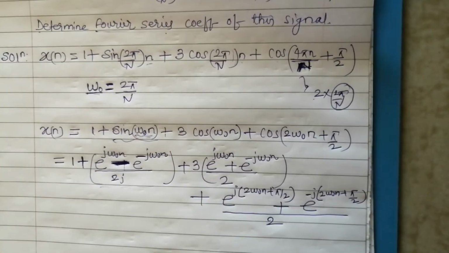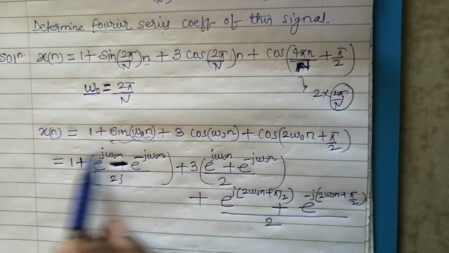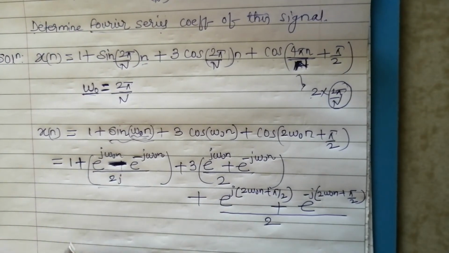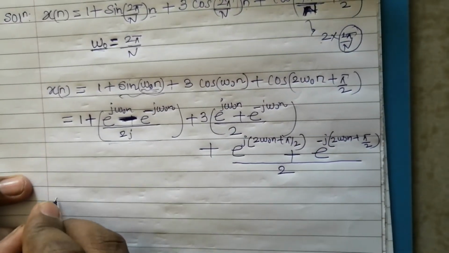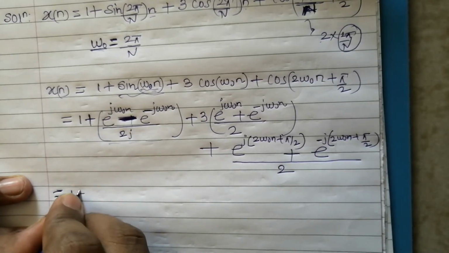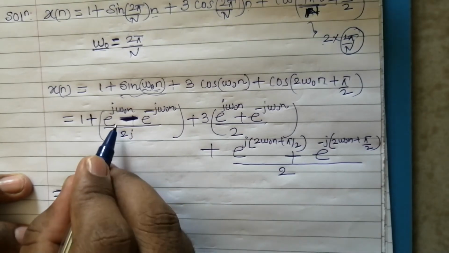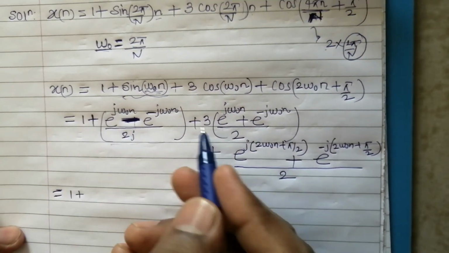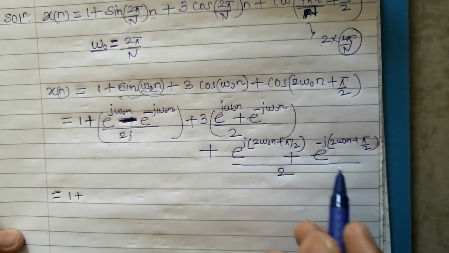So we have expressed this expression in terms of exponentials. Now let us simplify this one. For simplification, go step by step and take care of all these terms. Don't miss any plus or minus sign or any term. So go slowly here while simplifying.